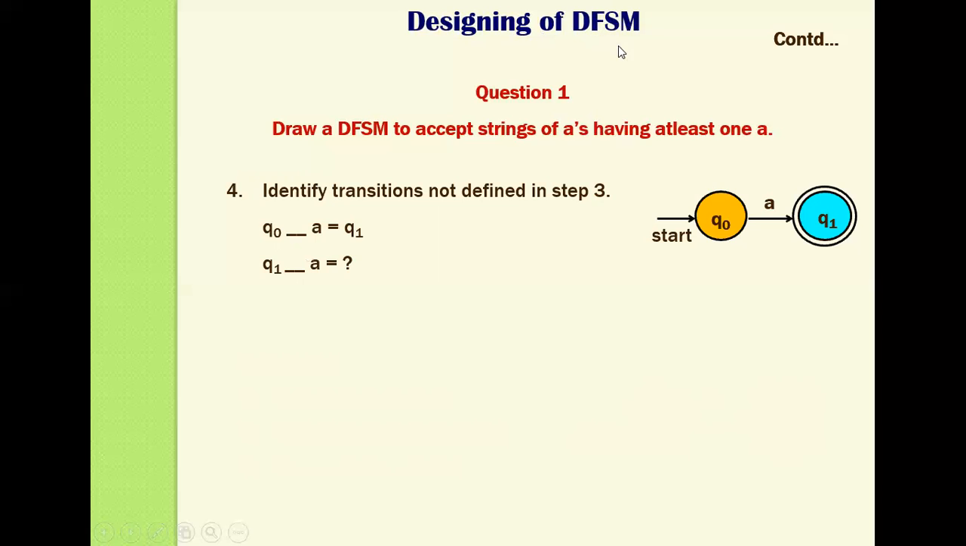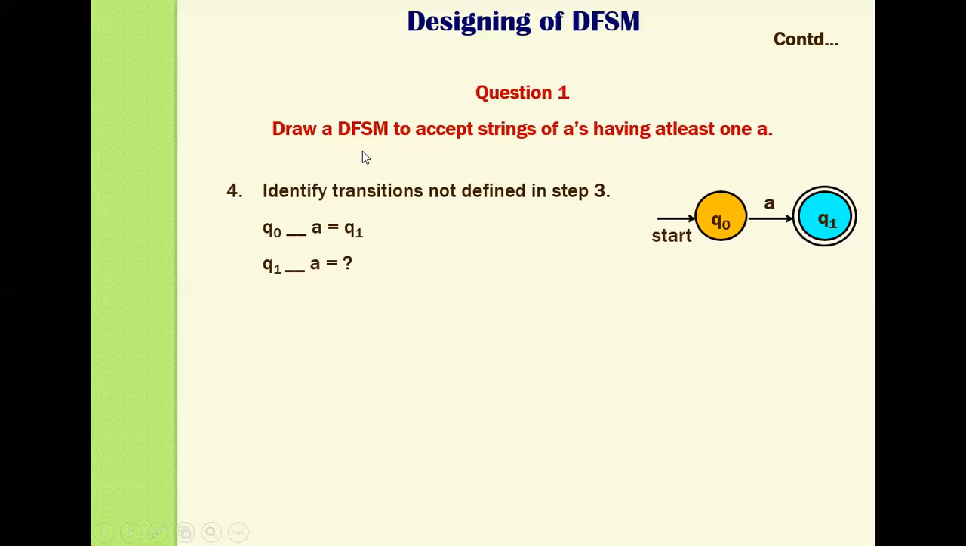You know what is DFSM? I have a state. From that state, upon every input alphabet, I should reach a state. I should reach either the same state or a different state. That means in DFSM, for every input symbol, upon every state, there must be a transition.